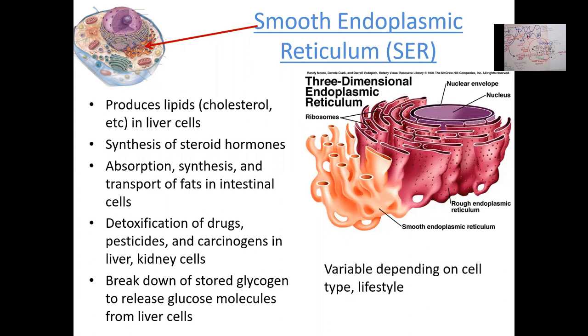Now just like not every cell is equal in terms of SER, not every person has the same amount of SER either. For example, if you consume a lot of extracurricular substances like alcohol, your liver cells, kidney cells, cells in general have to work a lot harder at detoxifying your body. And so you actually have more SER if you are, for example, an alcoholic than if you never drink at all.